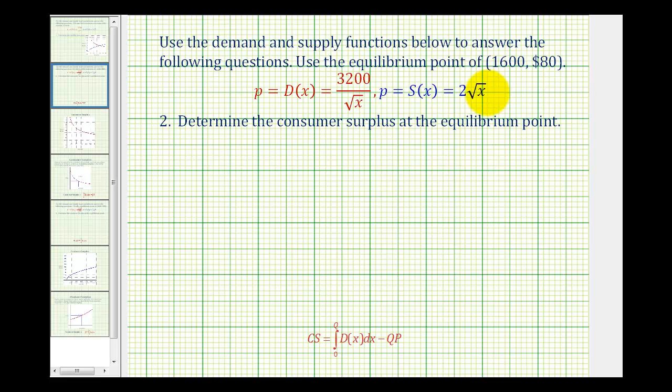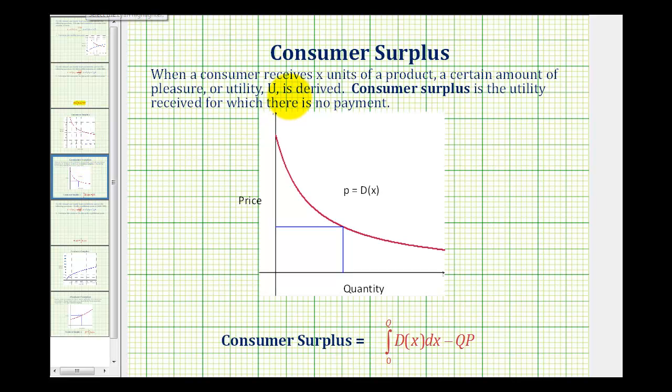Now that we've determined the equilibrium point given the supply and demand functions, we want to determine the consumer surplus at this point. The formula for consumer surplus is given here, but let's review what this actually means before we calculate this. When a consumer receives X items of a product, a certain amount of pleasure or utility is derived, and consumer surplus is the utility or pleasure received for which there is no payment.